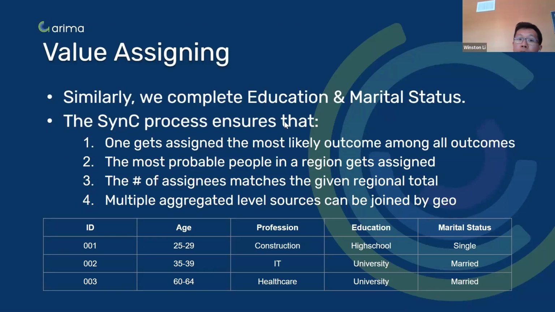A quick summary: a person gets assigned the most likely outcome among all outcomes. The most probable people in a region get assigned, so you have to have the highest probability in your neighborhood in order to be assigned. The number of assignees matches the given regional total, so this information we produced agrees with what the census tells us, namely people's age distributions, people's profession distributions, education, and so on.